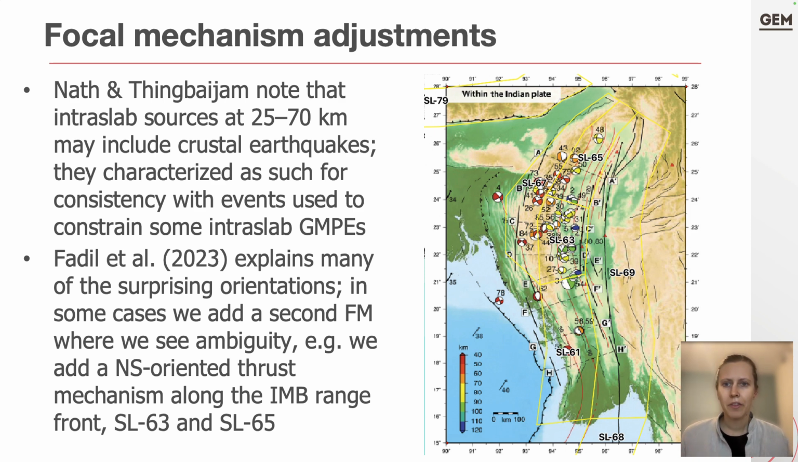We also looked at the focal mechanism orientation seen in the model as well as in the new compilation, and we found that there are tectonic explanations that can account for these. However, in some cases, we thought it was appropriate to add an additional focal mechanism. So, for example, a north-south oriented thrust mechanism that's along the IMB range front in some of the largest intraslab sources that occur in the model.